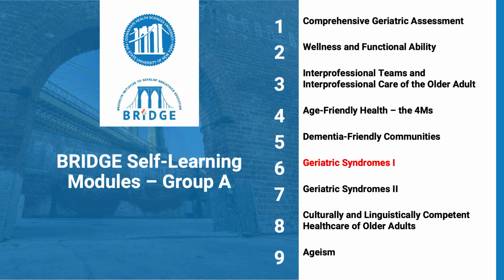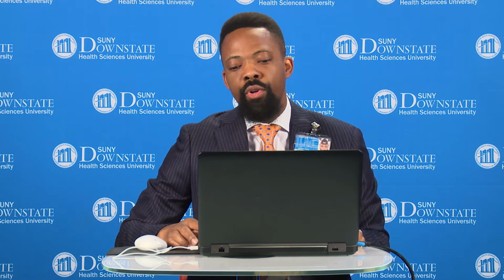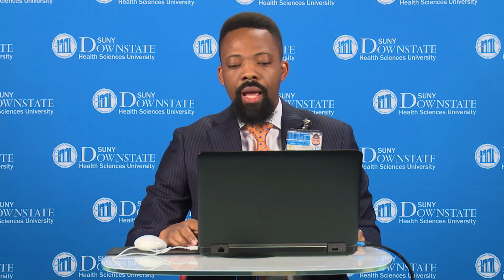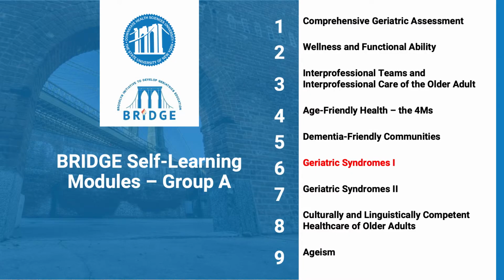This is a list of the curriculum. This self-learning module is part of a broader curriculum or Bridge self-learning module. The components of that curriculum are: 1, the comprehensive geriatric assessment; 2, the wellness and functional ability; 3, interprofessional teams and interprofessional care of older adults; 4, age-friendly healthcare systems; 5, dementia-friendly communities; 6, geriatric syndromes 1; 7, geriatric syndromes 2; there's also going to be geriatric syndromes 3; 8, culturally and linguistically competent healthcare of older adults; and 9, ageism.